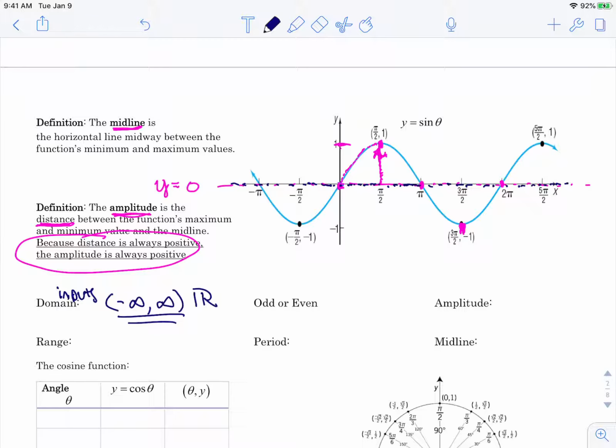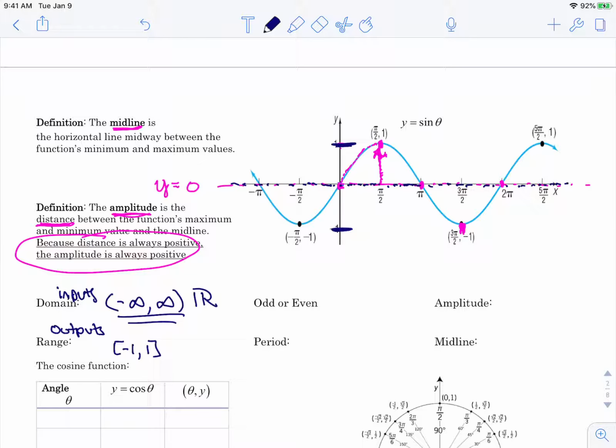Your range, this is your outputs, so your y values. Well, how low does this graph go? Well, the lowest it goes is -1, and the highest it goes is 1. And it includes those values. There's no open circles. So that's why it goes from -1 to 1.